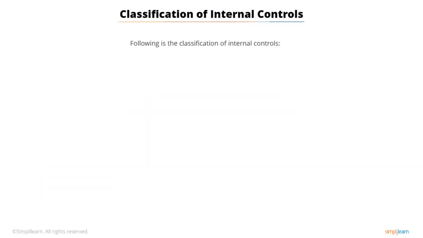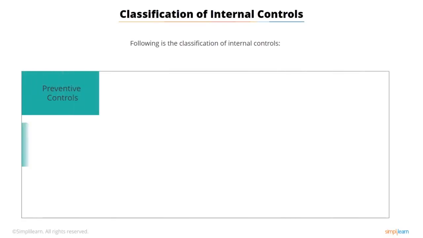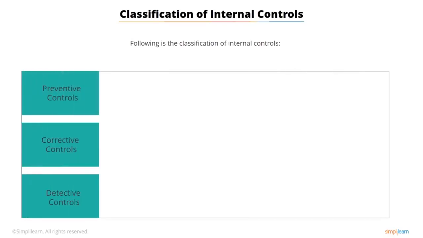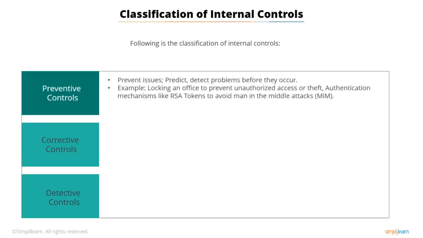All internal controls fall into one of three categories: preventative controls, corrective controls, and detective controls. Preventatives stop something before it occurs. Locking an office to prevent unauthorized access, using RSA tokens, encrypting a hard drive to prevent someone from viewing files, using a virtual private network to prevent eavesdroppers from monitoring your communication.